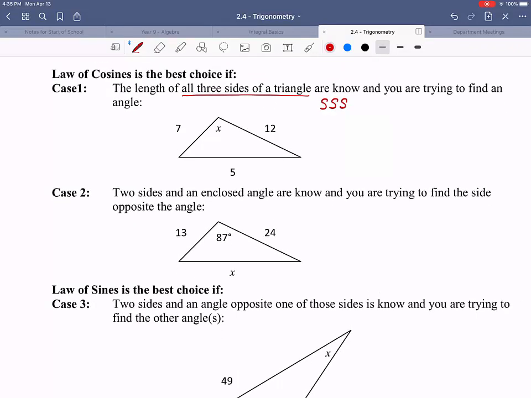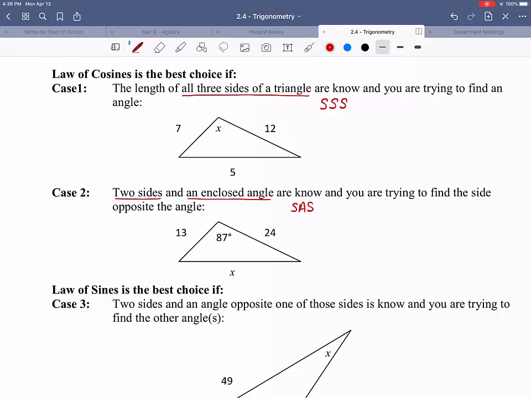The second case is when you know 2 sides and an enclosed angle. The angle is between the 2 sides. I now have a little dot that I can use to emphasize things. The angle is in between the 2 sides. So we call this side angle side. You're trying to find the side that's opposite the angle. So that is another situation where you have no choice, but you have to use the law of cosines.